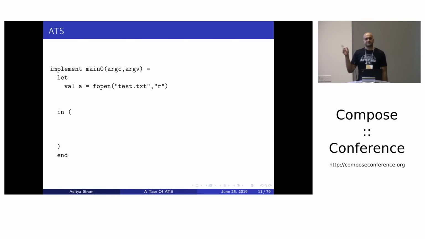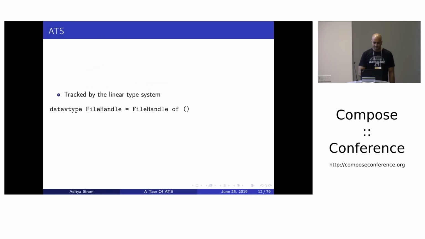fopen is a very simple wrapper around C's fopen function. I think that's in stdlib or something like that. It just takes a path and it takes some permissions. fopen returns this linear data type. That's what dataview type means, a view type, called file handle. And this is how the linear type system knows to track it. So anything that is declared with a dataview type is a linear type, and whatever gets stuffed inside of there is tracked by the type system. So you have to consume that somehow, whether it's freeing it, closing it, doing whatever.